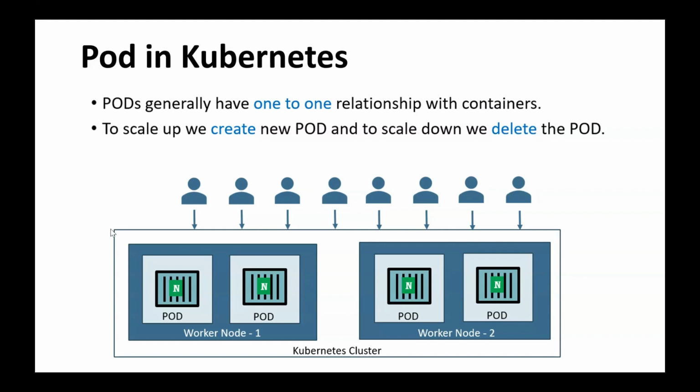So if your load is high, then generally we create additional pods, and if you have to scale down your application, then we delete some of the pods. Okay, so if this is your cluster and these are worker nodes, you can see there is one container inside one pod, and in worker nodes we can have multiple pods as well, and even in different worker nodes you can have multiple pods, and users will access the pods with services, which we will discuss later in the video series.